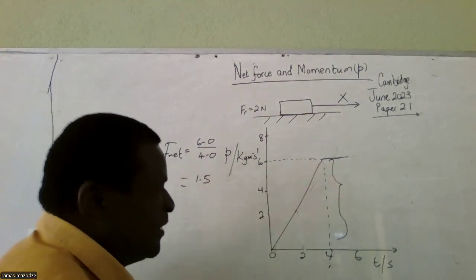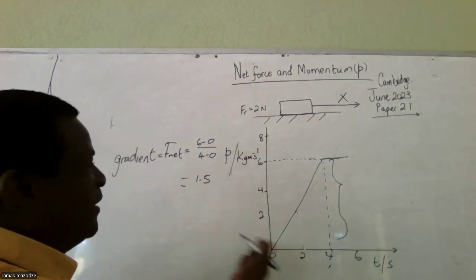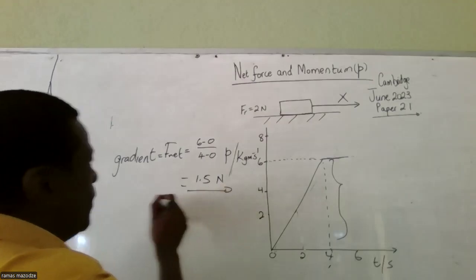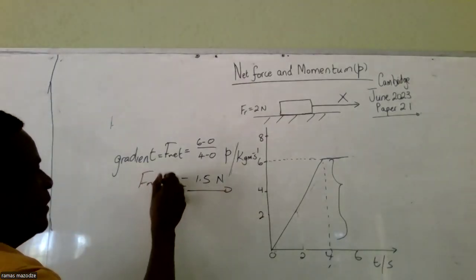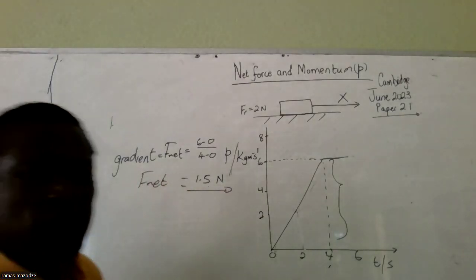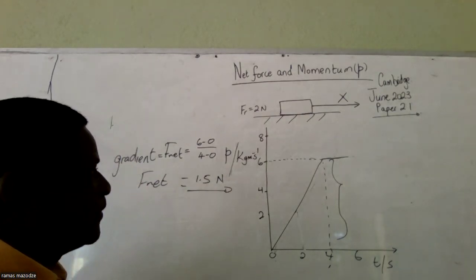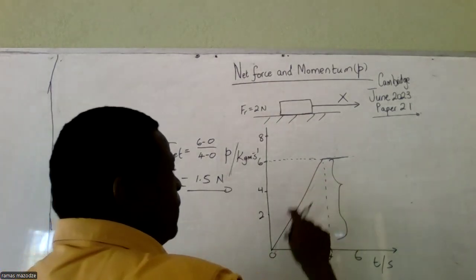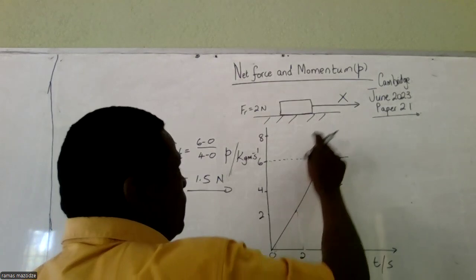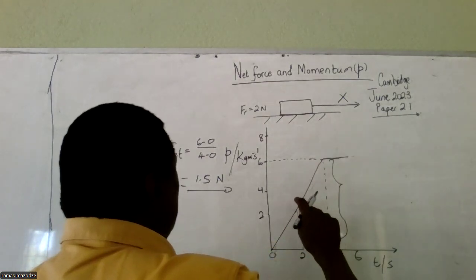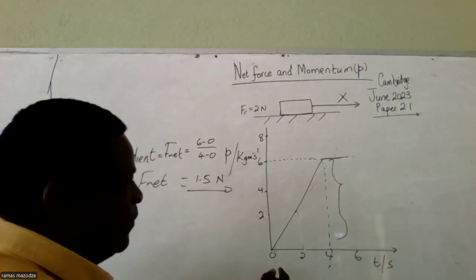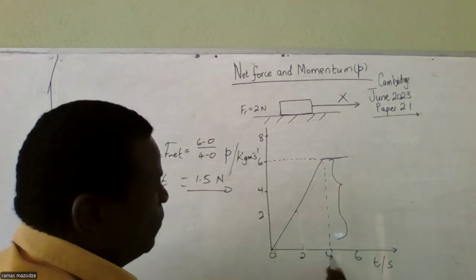So the gradient of that line is also certainly the net force. So you just have to put newtons. Net force is 1.5 newtons. Right. That is the net force. Then the next question they ask is to determine the value of the force x during the period 0 to 4 seconds.